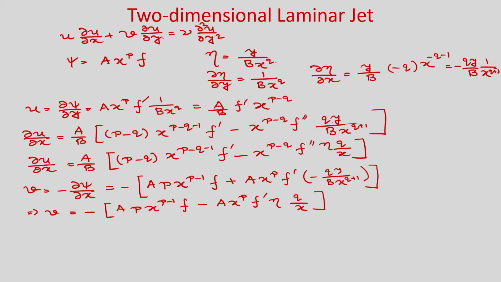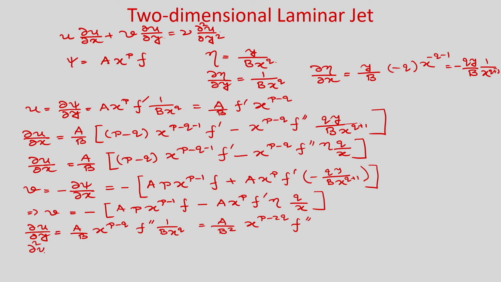Then let us find del u by del y. So, del u by del y. Okay. So, this is your u. So, from here del u by del y if you find, so it will be a by b x to the power p minus q f double prime and del eta by del y. Del eta by del y is 1 by b x to the power q. So, if you simplify it, you will get a by b square x to the power p minus twice q f double prime. And now let us find this one.